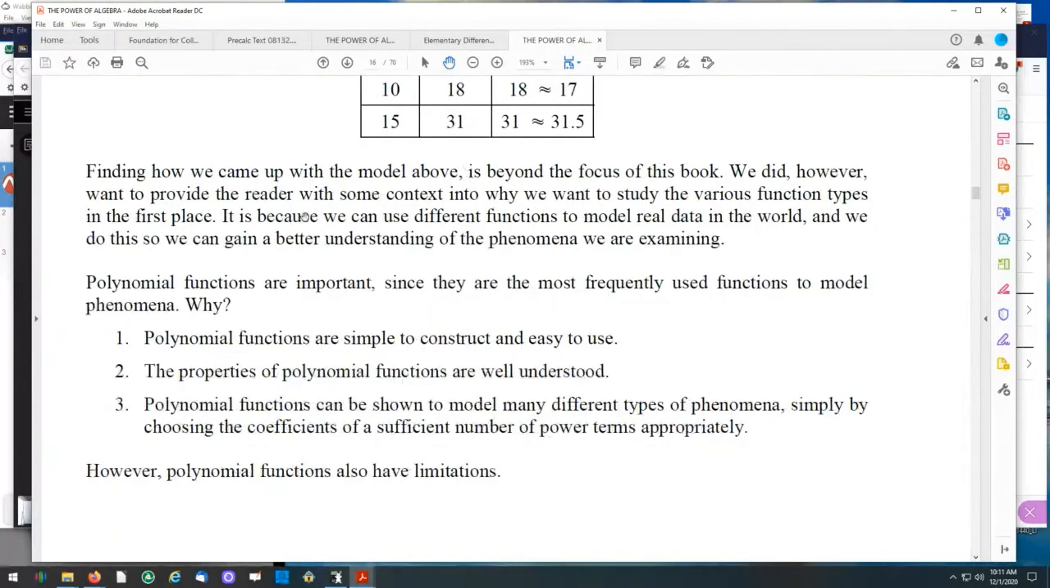Okay, why are they important? We see that they can be useful to model data that takes on a certain shape. The reason polynomial functions are used more than any other function in computer models is that they're simple to construct and easy to use. And the properties of polynomial functions are well understood. We do it in Algebra 1, we do it in pre-calculus, we do it in calculus. We study polynomial functions all over the place. So we understand their properties and how they work. And they are very useful for modeling many different types of phenomena simply by choosing the coefficients of a sufficient number of power terms appropriately.